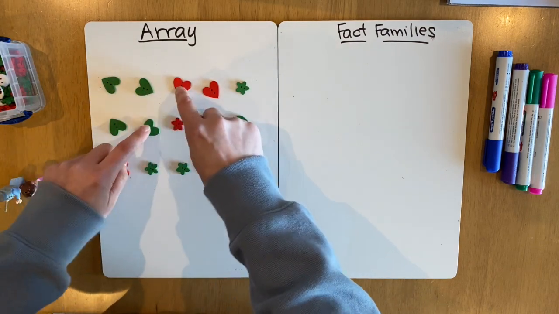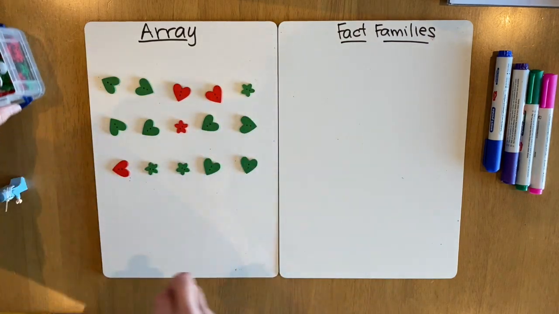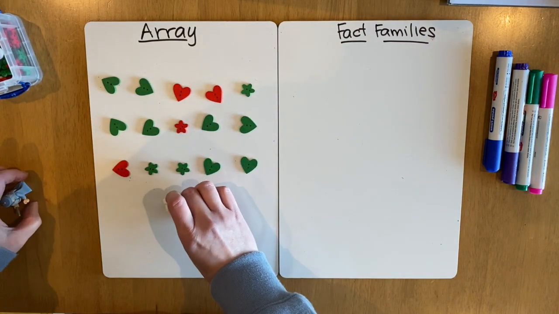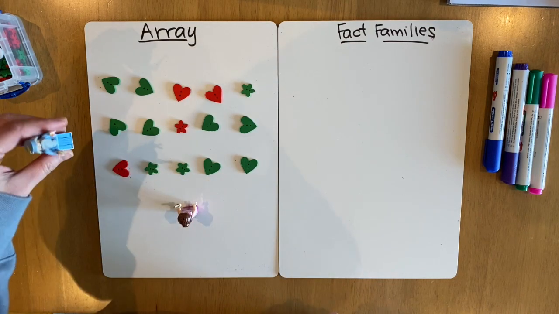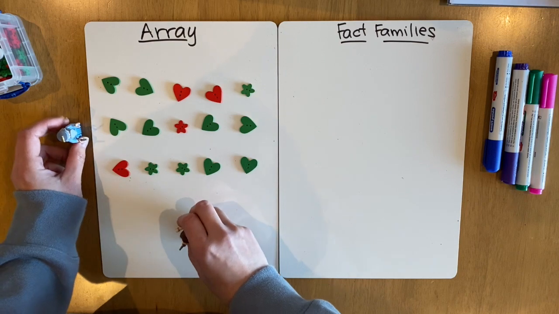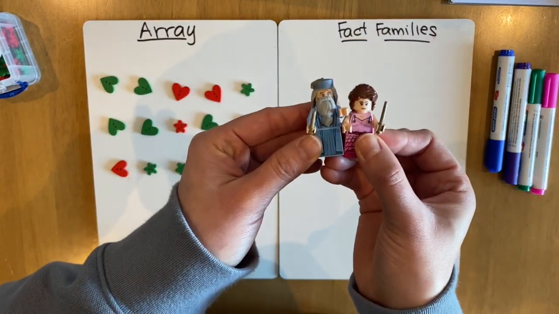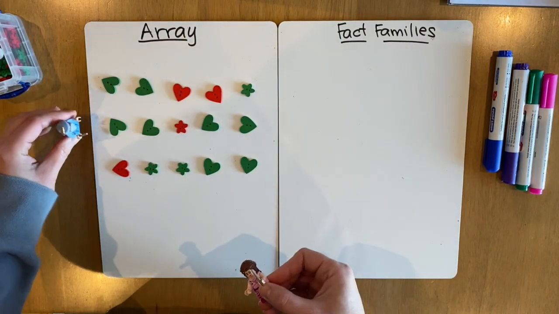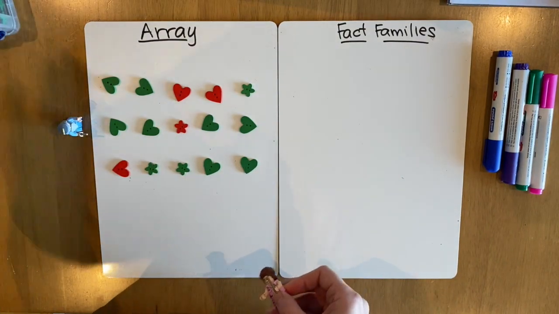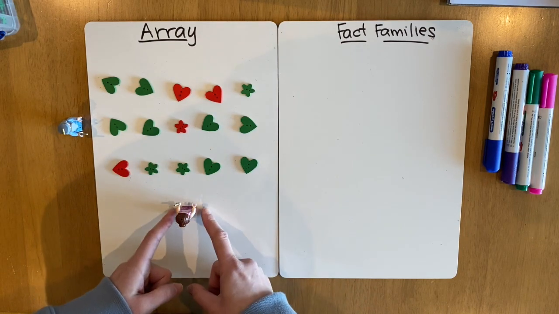So just like we've been doing every time we do arrays, we've got a character who sees it from this perspective, and then a character who sees it from this perspective. Yesterday we had Harry and Ron. Today we've got Dumbledore and Hermione. Dumbledore is going to stand from this side, and Hermione is going to stand on this side.